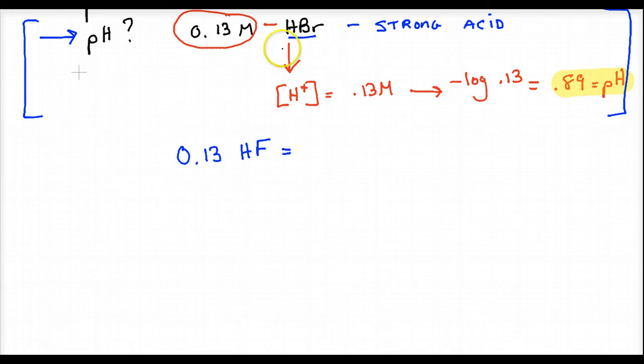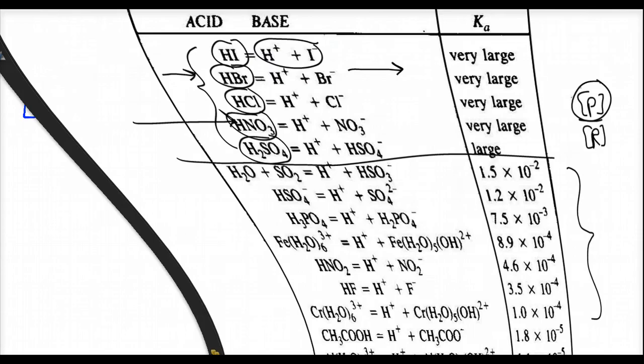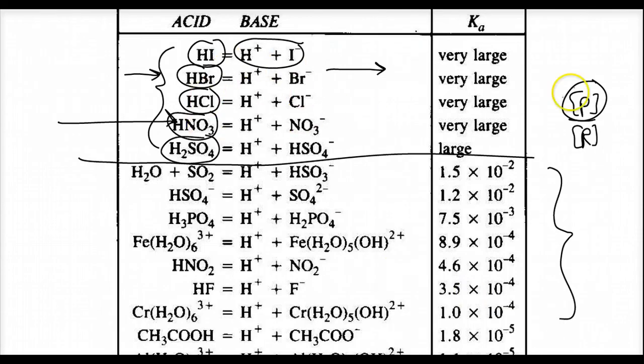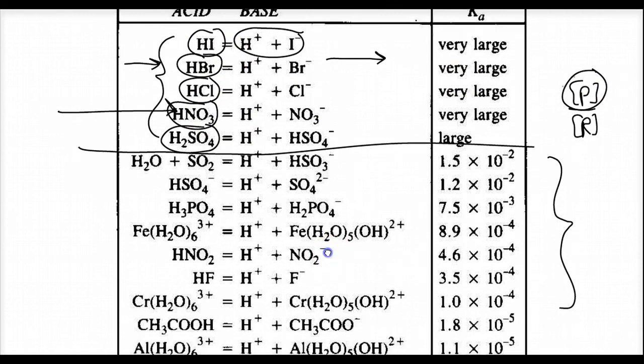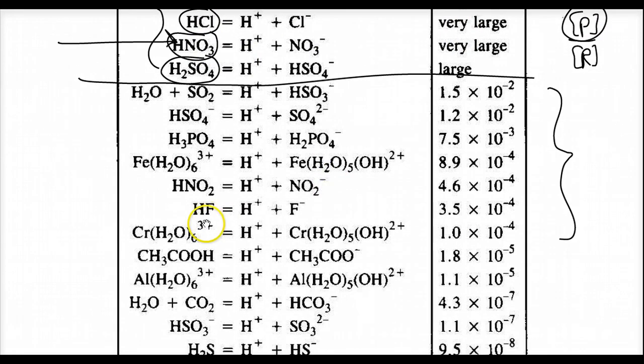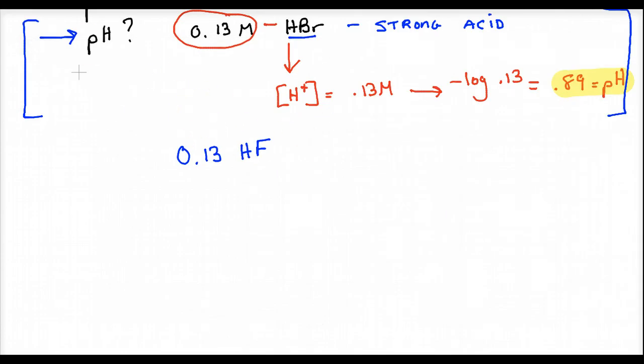So in any case, I take my HF and we got to go to the table. So go to table L, and we see that HF is not a strong acid. So all I'm going to do, I'm going to look it up, and I see HF is a weak acid, and I see it has a Ka of 3.5 times 10 to the negative 4. I'm going to need that, okay? So I'm going to write that down, 3.5 times 10 to the negative 4. All right, so my Ka is equal to 3.5 times 10 to the negative 4. That's an important number. We'll see in a second.